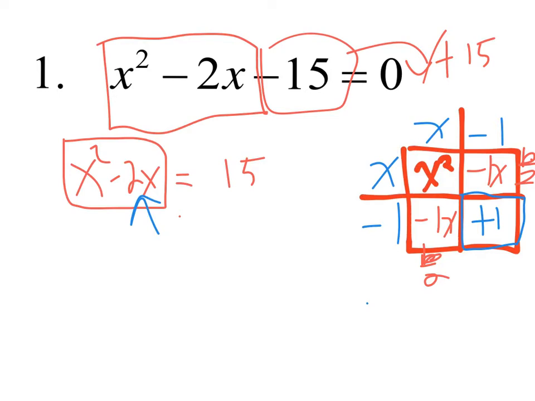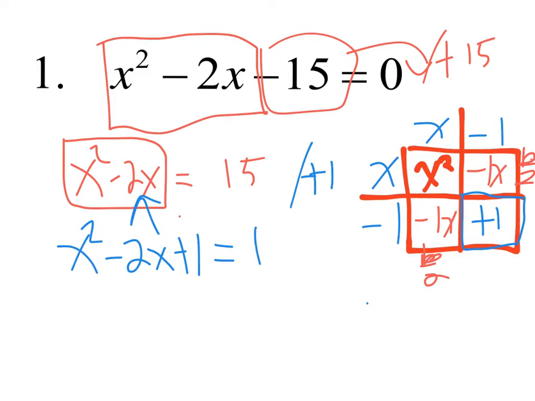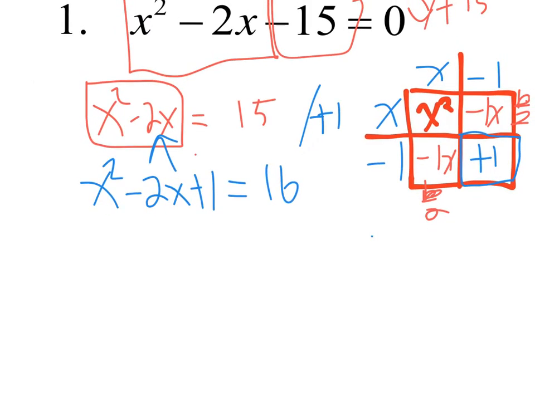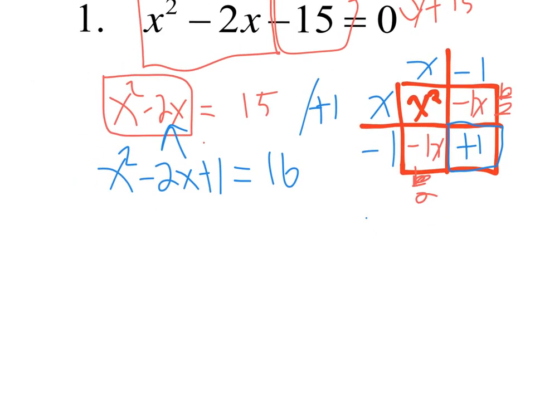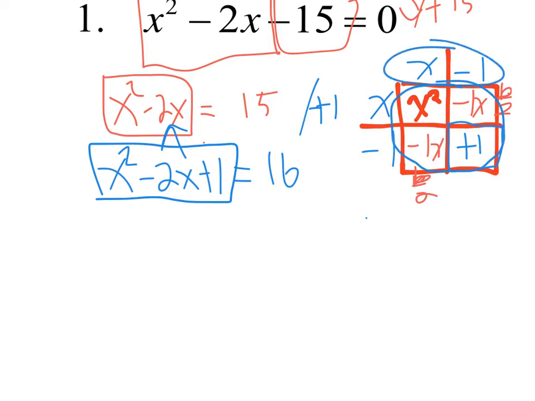But can I add 1 to just one side, or do I have to add it to both? Well, I'd have to add it to both. So I'm going to add 1 to both sides. And that's going to leave me with x squared minus 2x plus 1 equals 15 plus 1, which is 16. Now I definitely have a perfect square right here, because x squared minus 2x plus 1 is the same thing as x minus 1 multiplied by x minus 1, or x minus 1 squared.